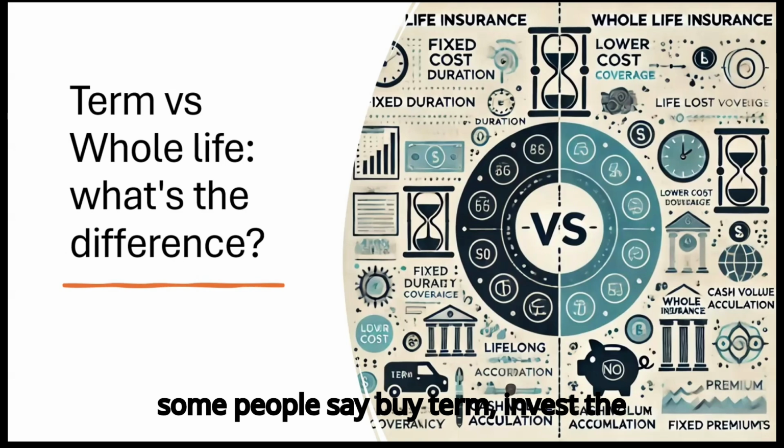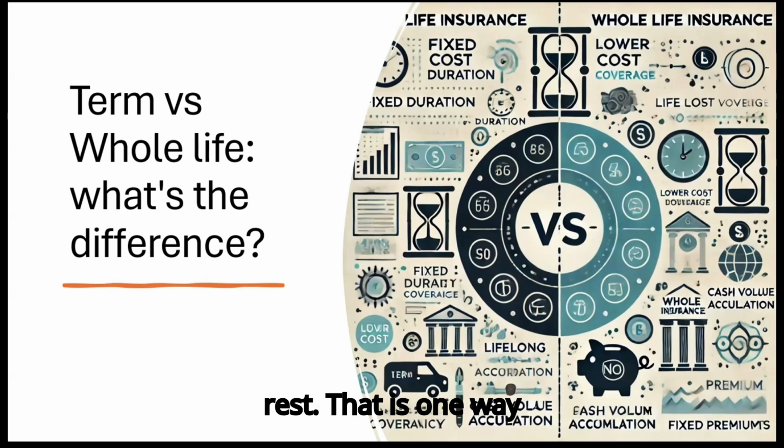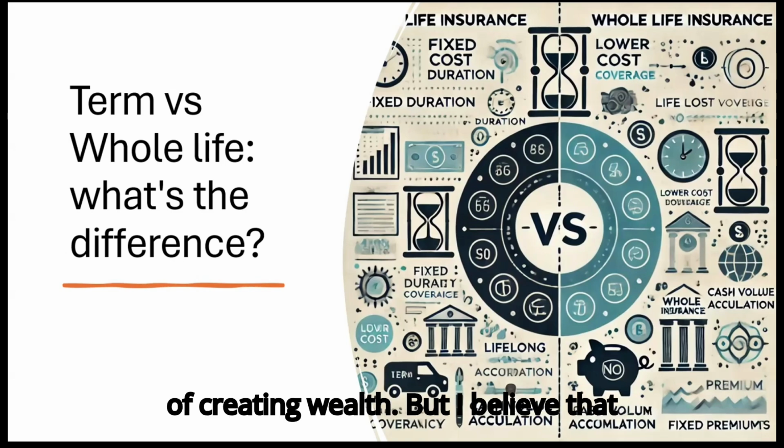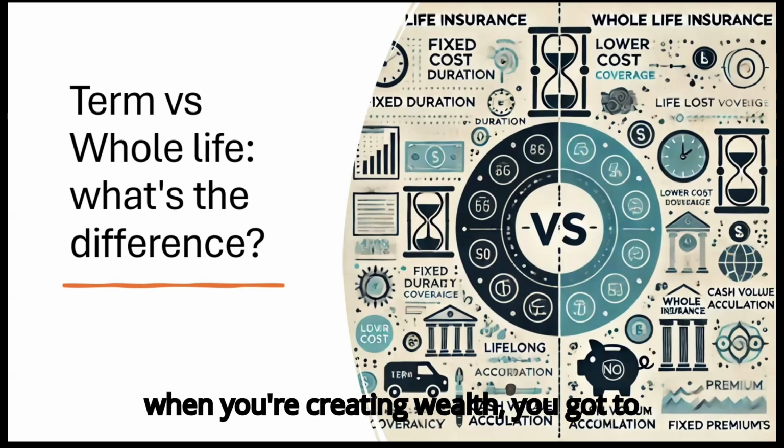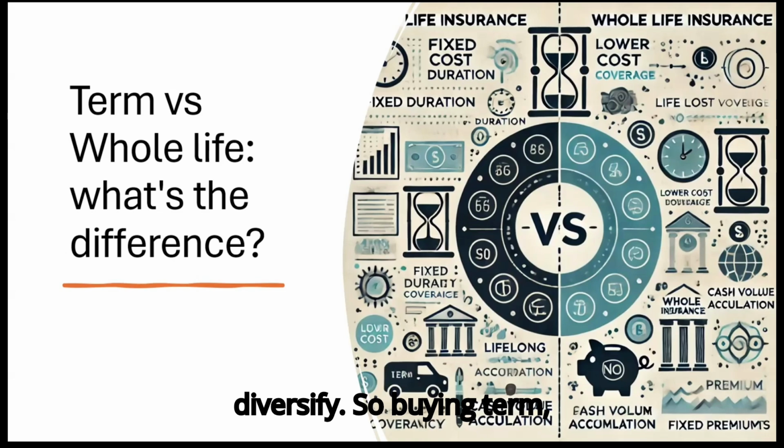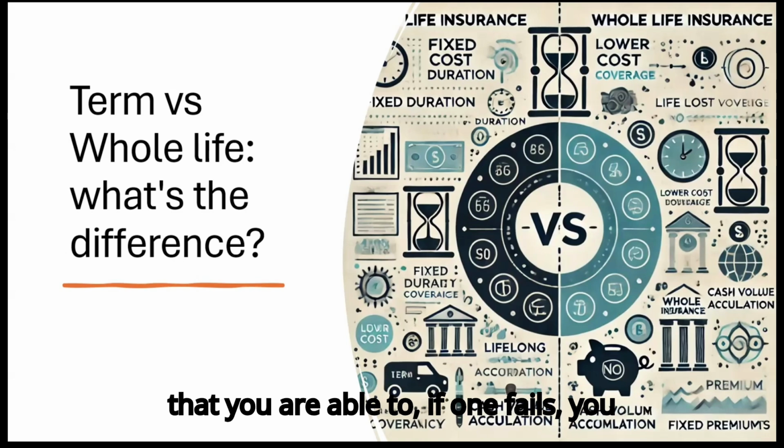Some people say buy term, invest the rest. That is one way of creating wealth. But I believe that when you're creating wealth, you gotta diversify. So buying term, buying whole life to cover loss of income, and also investing in stocks and real estate helps you diversify over a multitude of areas, so that if one fails, you still have the rest, right?